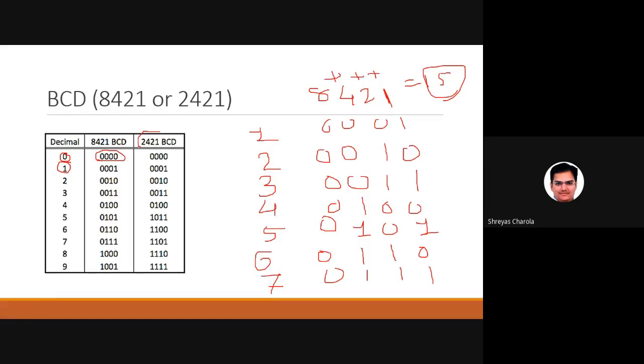Same way, we have 2421. If I have the 3, you can add 2 plus 1. So that is a 3. What is the maximum number you can go? 2 plus 4 plus 2 plus 1. That is the 2421 code.